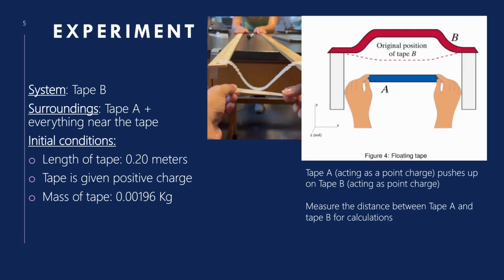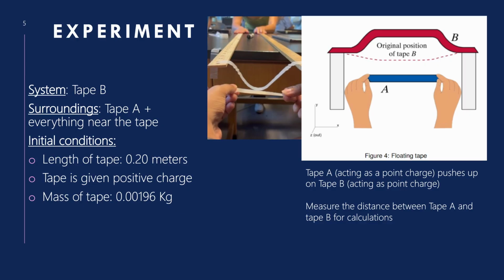For the experiment, we have the system as tape B and the surroundings as tape A and pretty much everything else around it. The initial conditions for this are that the length of both tapes is 0.2 meters. The tape is given a positive charge, as we found by putting it against a negatively charged pen, and the mass of the tape is 0.00196 kilograms.